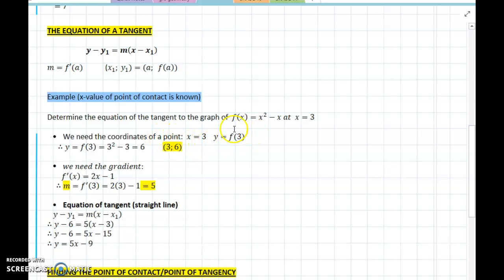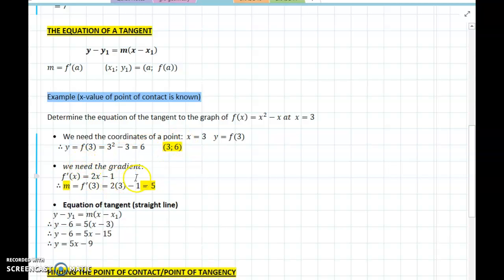And how do we find y? Substitute x equal to 3 in that, and we'll find f of 3 is equal to 3 squared minus 3, which gives you 6. So the point on this tangent is (3; 6).